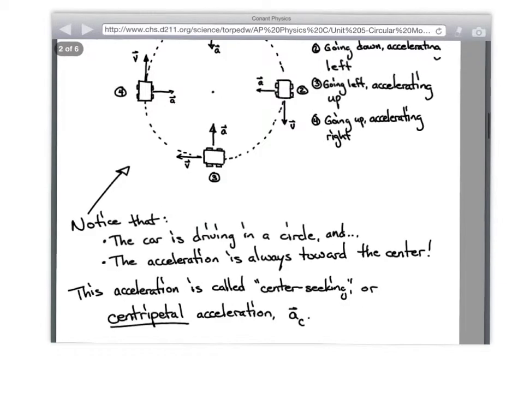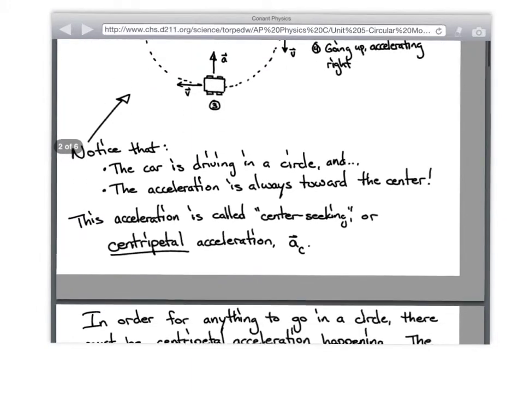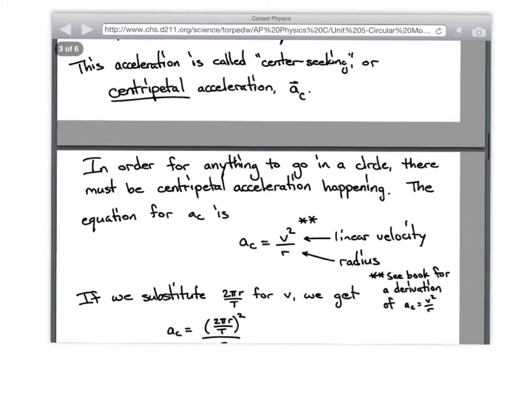Next. Notice cars driving in a circle and the acceleration is always towards the center. This acceleration is the centripetal acceleration. All right. Next. In order for anything to go in a circle, the equation for centripetal acceleration is, from last year, v squared over r. You can look up the derivation of v squared over r. I'm not going to do it for you. It's not going to be on the test. But it's not too bad. It's just a geometry thing. Or a calculus thing.